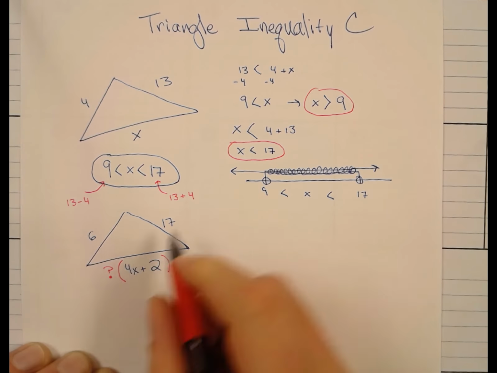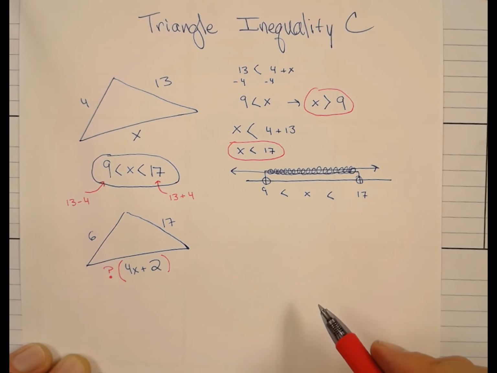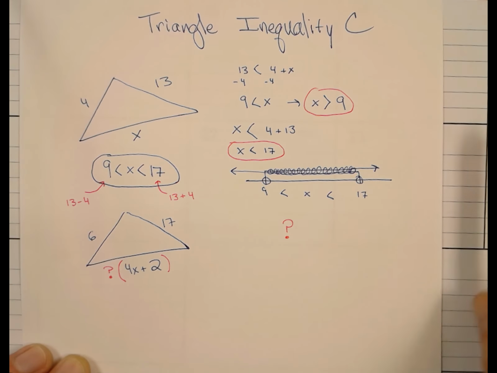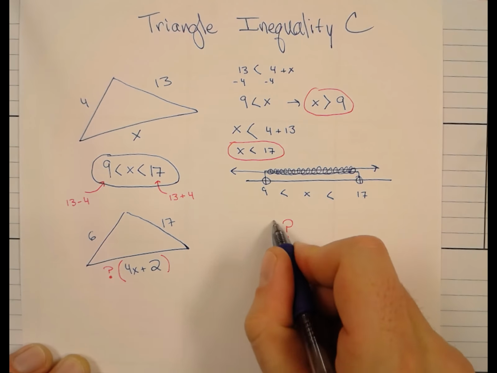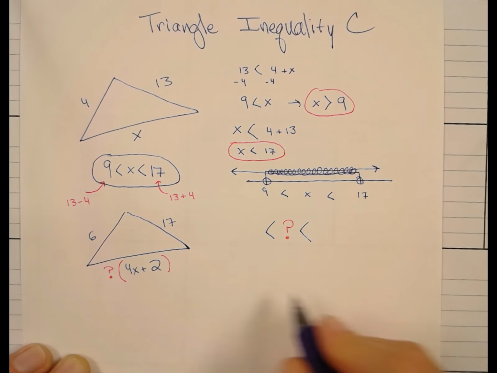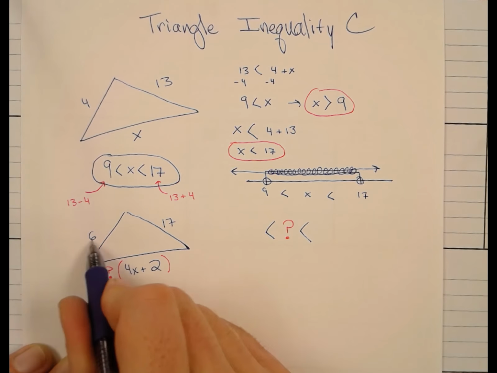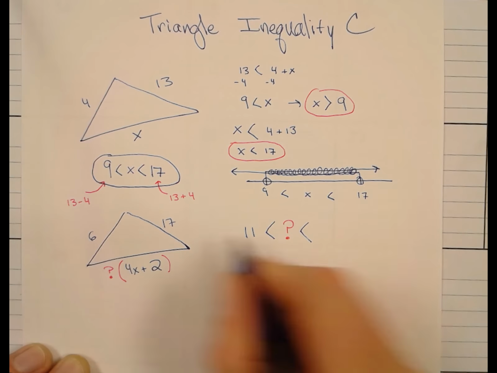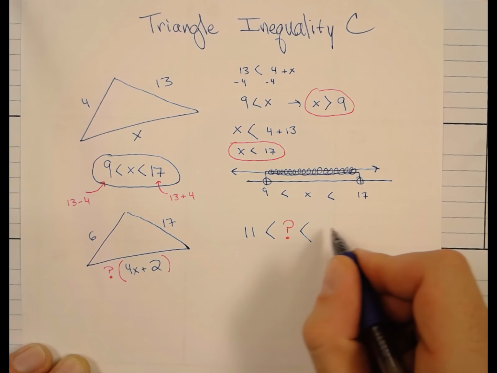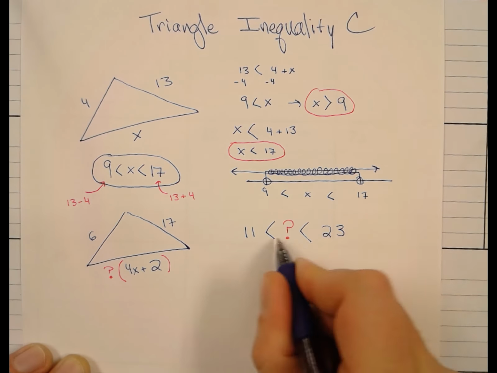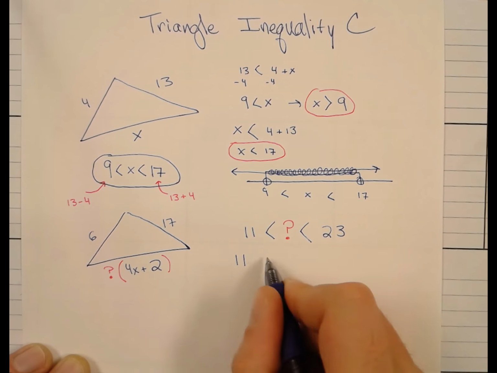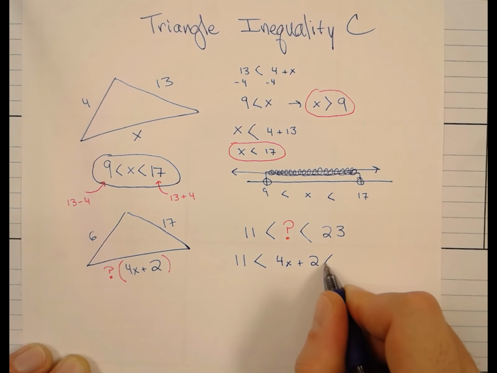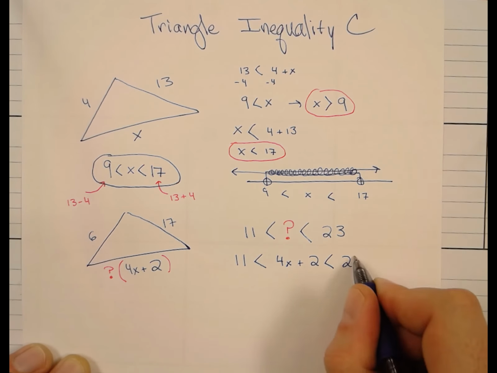So let's think of this like we thought about that last problem for a second. We know this question mark side, whatever it's going to be, is going to be sandwiched between the difference of these two, 17 minus 6 is 11, and the sum of these two, 17 plus 6, is 23. But it's not really that question mark, it is the expression 4x plus 2.